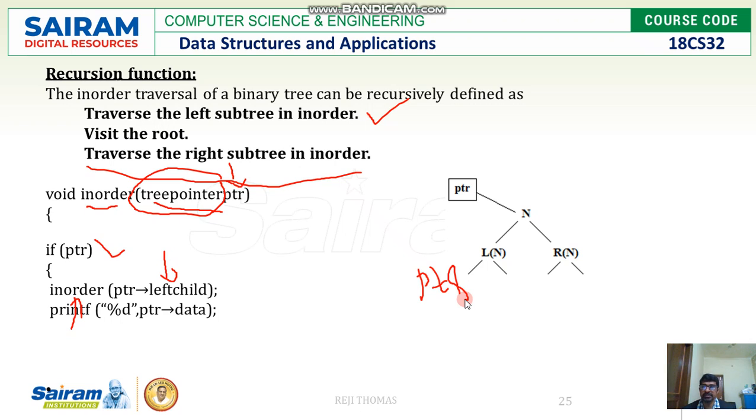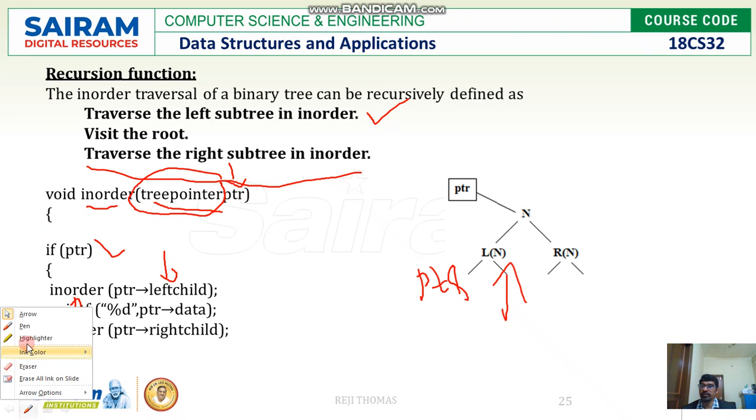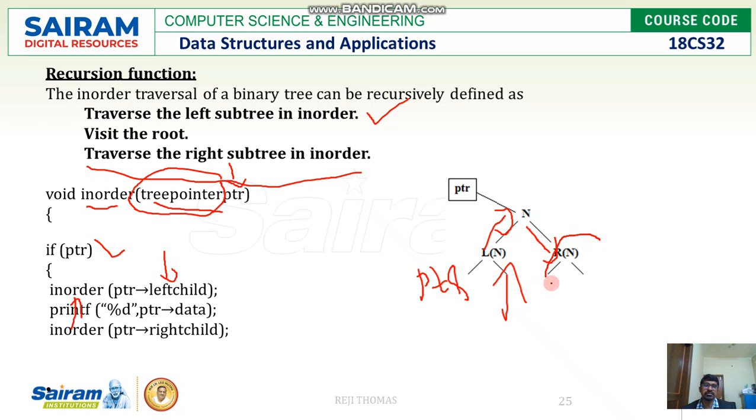Then once it is done, you are going to print ptr data. So this data you are going to print is what is there. Then you have to go to ptr right. When you take ptr data, which is obviously the root node, you print this data, then inorder of ptr right child. So once you have done with the left subtree, go to the root node. Once you are done with the root node, you can visit the right subtree.